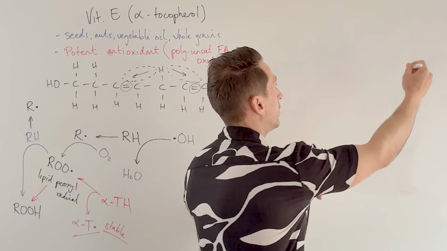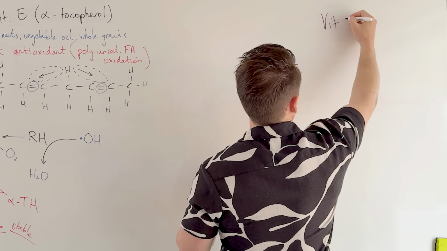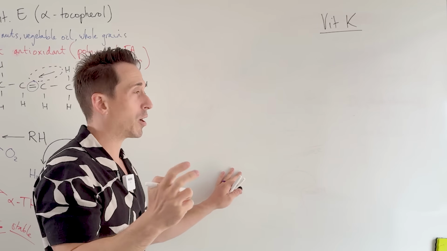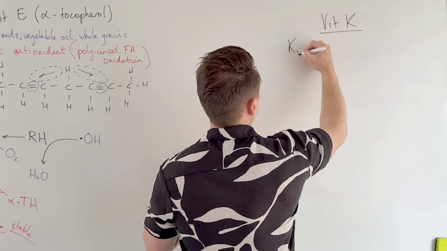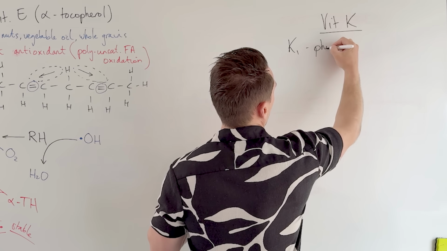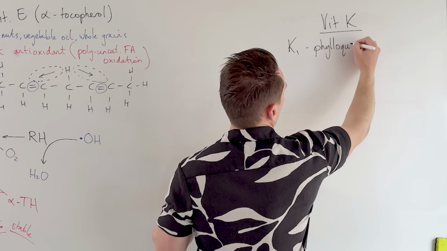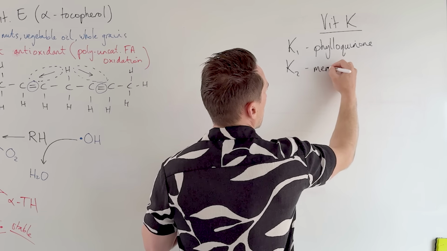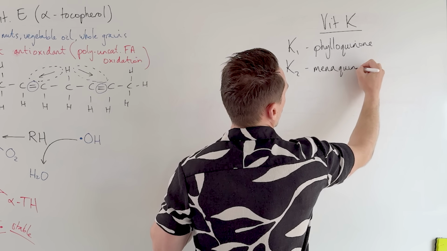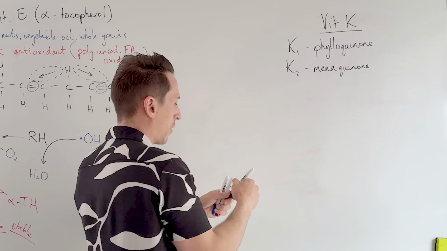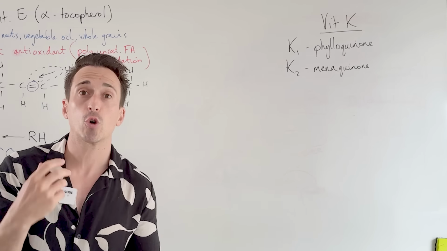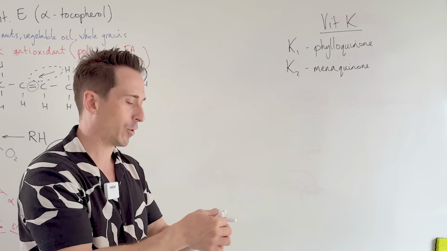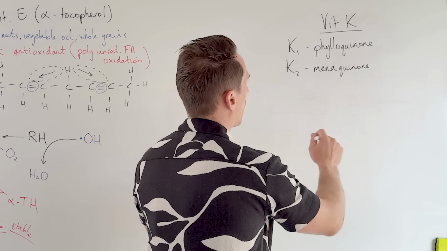So vitamin K is really important. It's got two major types. So you've got K1, which is called phylloquinone, and you've got K2, which is called menaquinone. So you may have seen vitamin K being referred to as the quinones, right? The active quinones. Now where do we get vitamin K first of all?